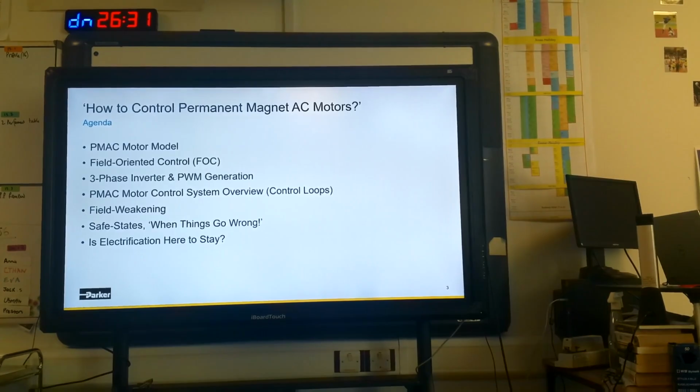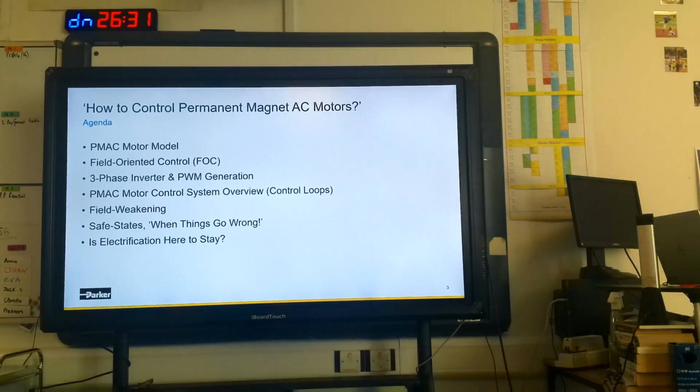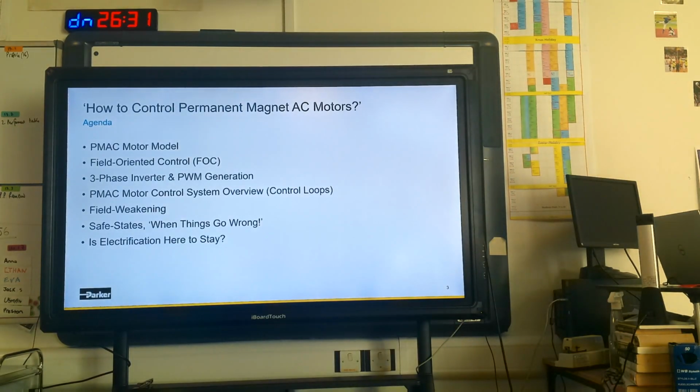And then I want to talk about another aspect of machines called field weakening. What does that mean? Can permanent magnet AC machines do that? And then we need to get on to the serious stuff, which is what happens when things go wrong? Permanent magnet AC machines are wonderful things. You may have noticed they're in lots of vehicles at the moment. They are small, they are powerful, they are high speed, everything you want for a vehicle. But you do have to treat them with care and know what you're doing.